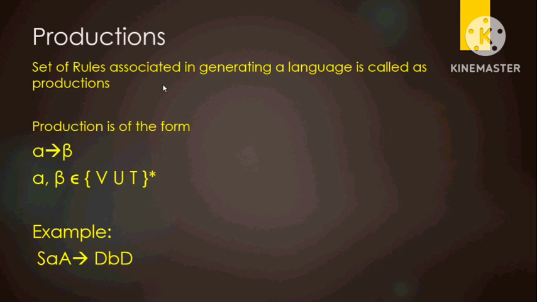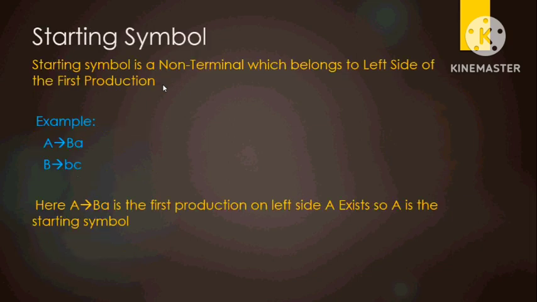Now, we will go to the next one, called the starting symbol. The starting symbol is a non-terminal itself. How will you identify a starting symbol? If you have n productions, you take the first production, and the non-terminal on the left side of that production is called the starting symbol.